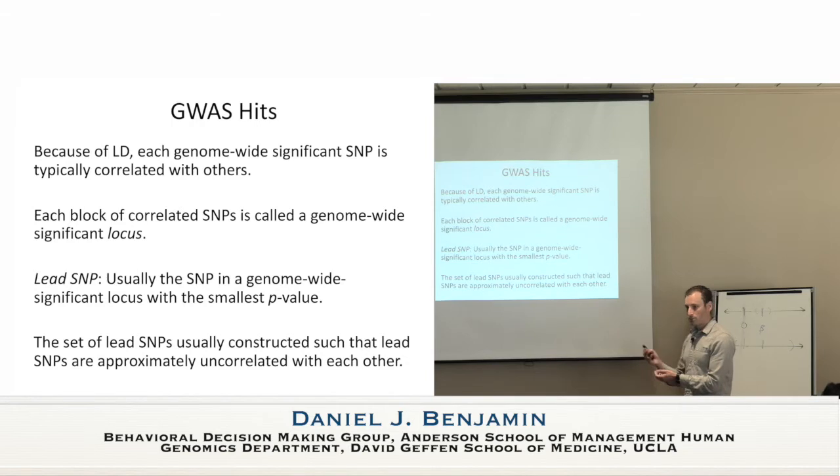COJO, like I mentioned before, this conditional joint analysis, can do a bit better because it can identify cases where there might be more than one causal SNP within a locus. If we make sure that all the SNPs are uncorrelated, we're potentially going to be missing cases like that because we're just going to pick one representative from the locus. So there are methods like COJO that try to do a bit better than this.